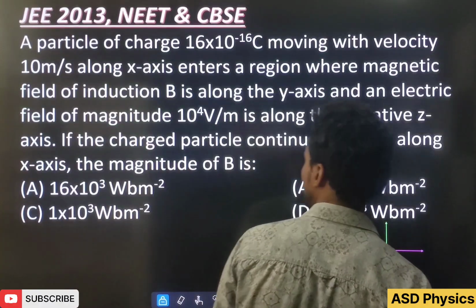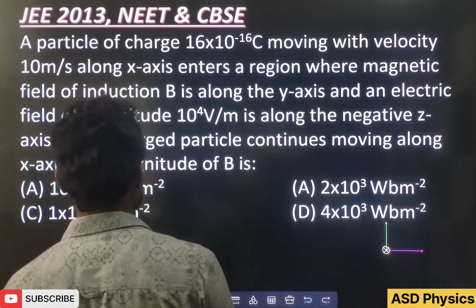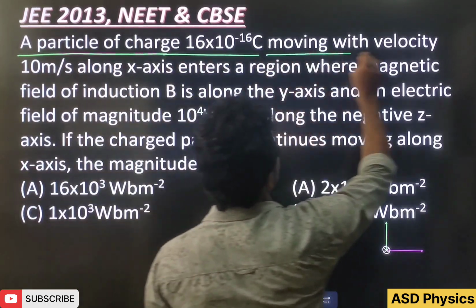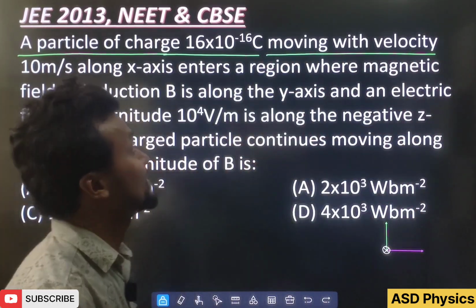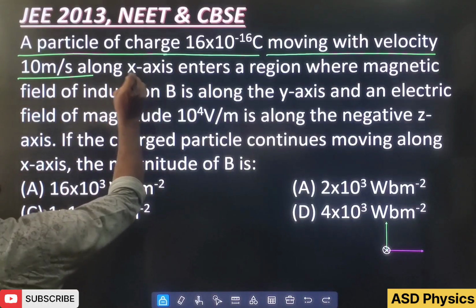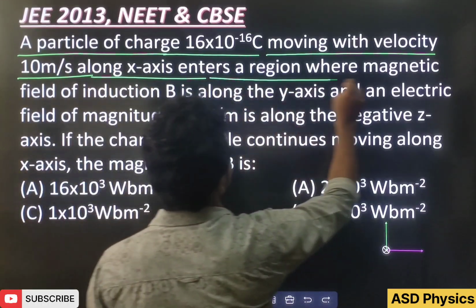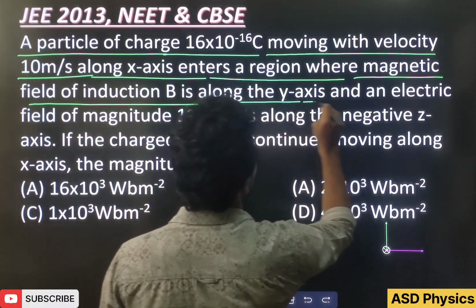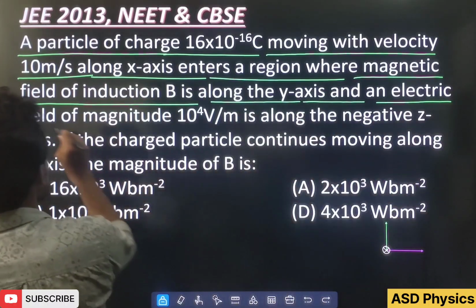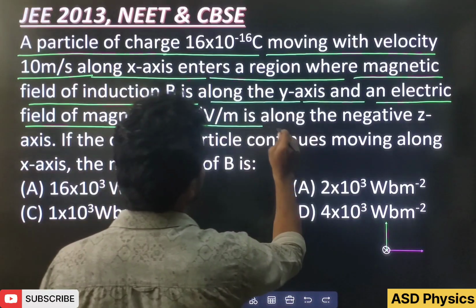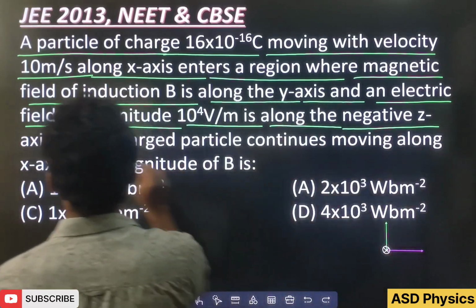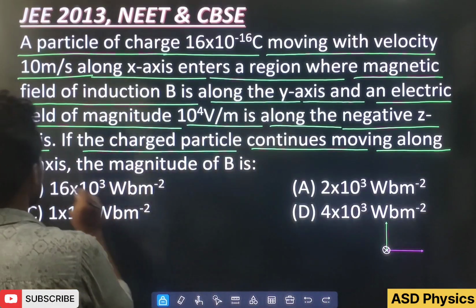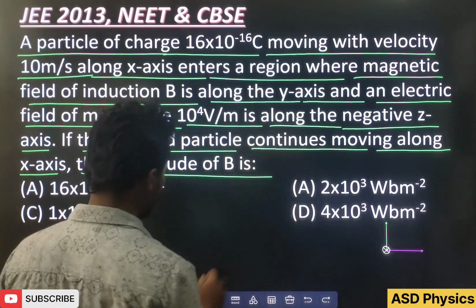Okay, great. Now let's see, the next question. See here, the question is JEE 2023. A particle of charge 16 into 10 power minus 16 coulomb, moving with velocity 10 meter per second along the x-axis, enters a region where a magnetic field of induction B is along the y-axis and an electric field of magnitude is along the negative z-axis. If the charged particle continues moving along the x-axis, the magnitude of B is how much here?